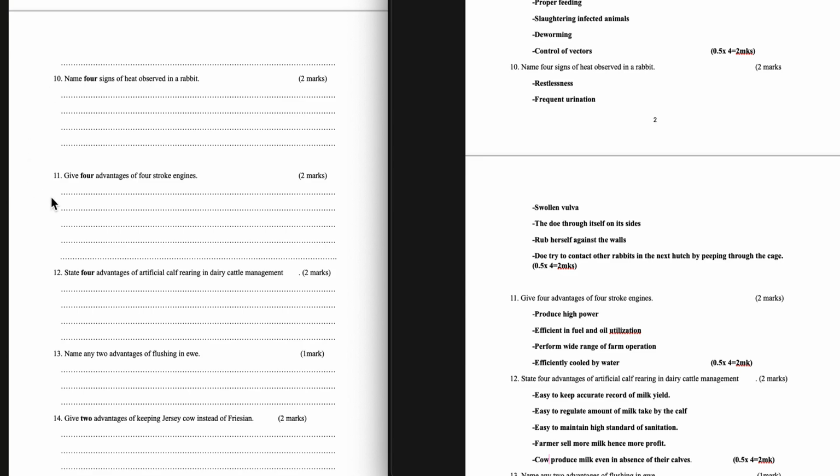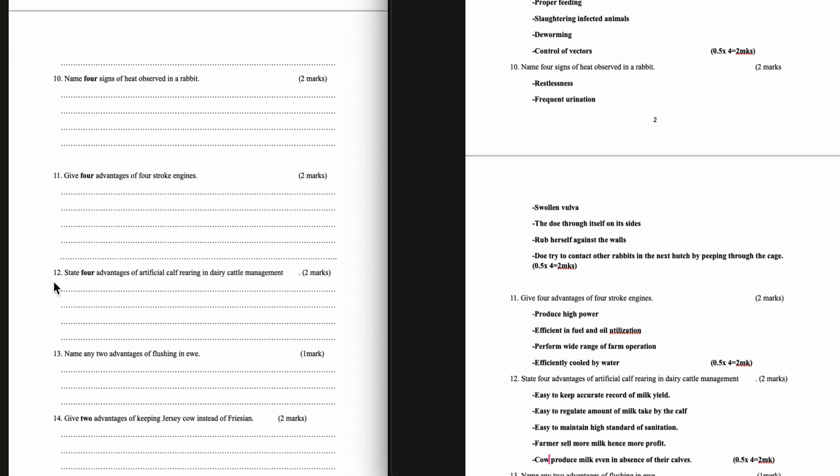Question 11. Give 4 advantages of 4-stroke engines. Produce high power, efficient in fuel and oil utilization, perform a wide range of farm operations, efficiently cooled by water.